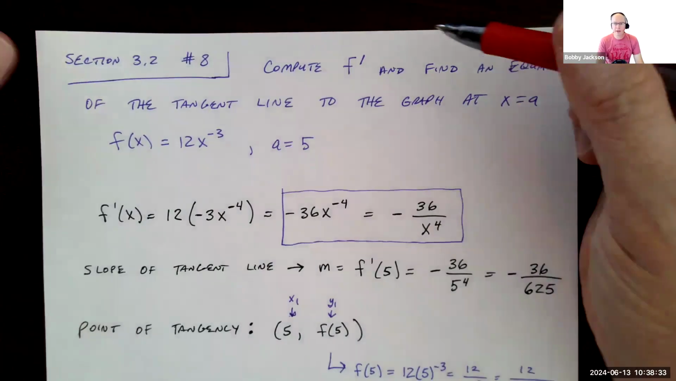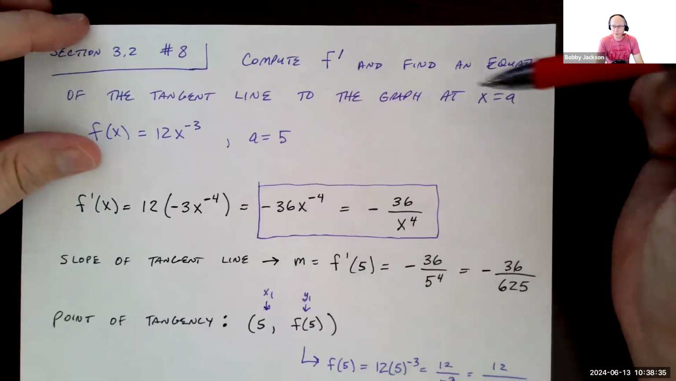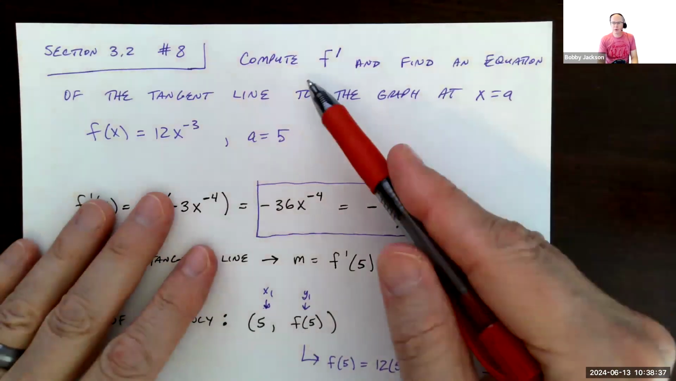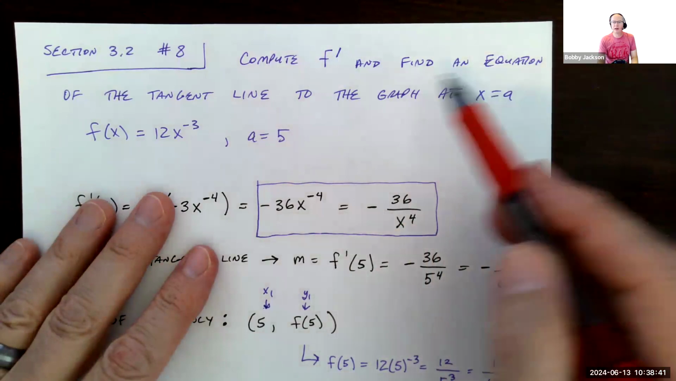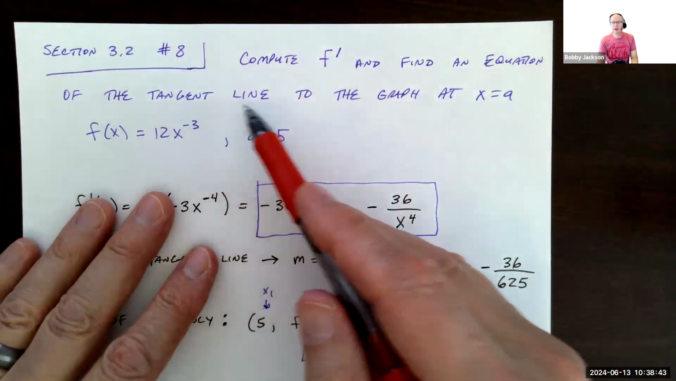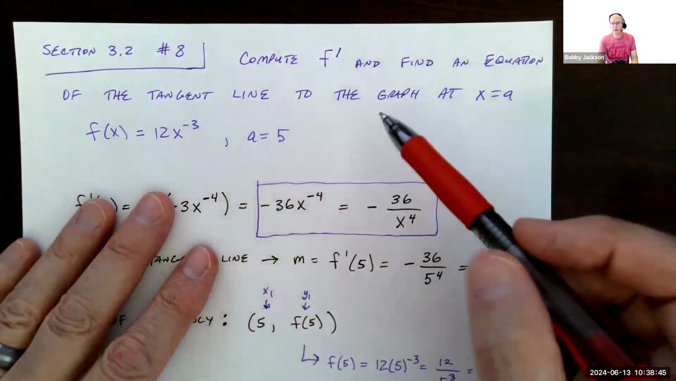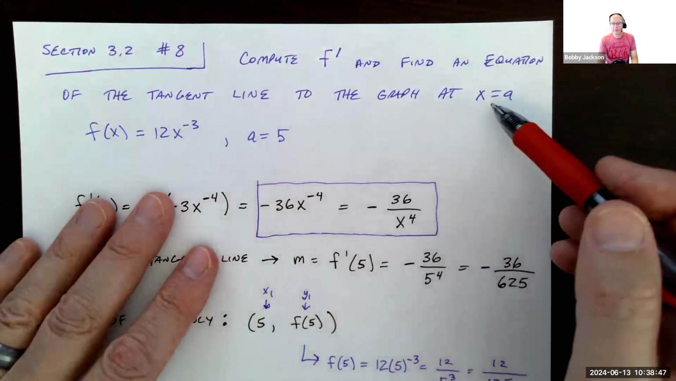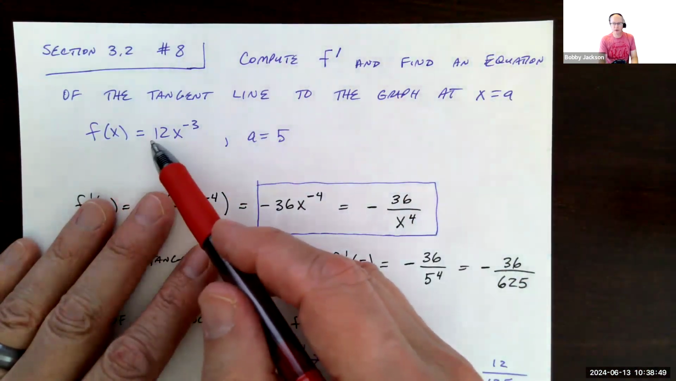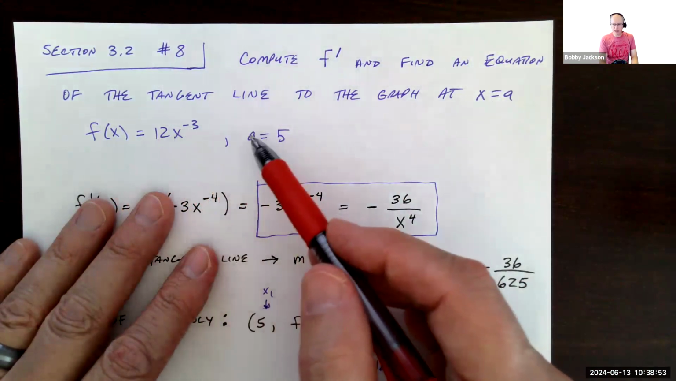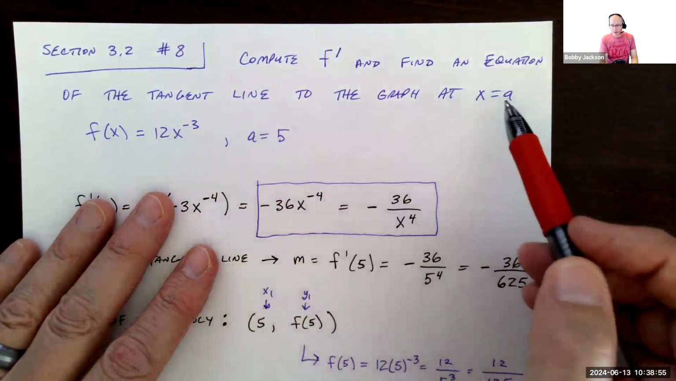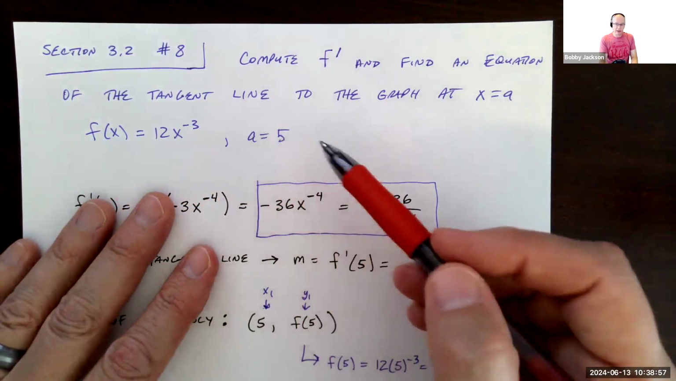Let's look at number 8 in section 3.2. In number 8, we're to compute f prime, which is the derivative of the function f, and then we're going to find an equation of the tangent line to the graph of the function f, that is, at x equal a. And here's our function. F of x is 12 times x to the negative 3 power. And then we're doing it at x equal a, so at x equal 5, a is 5.